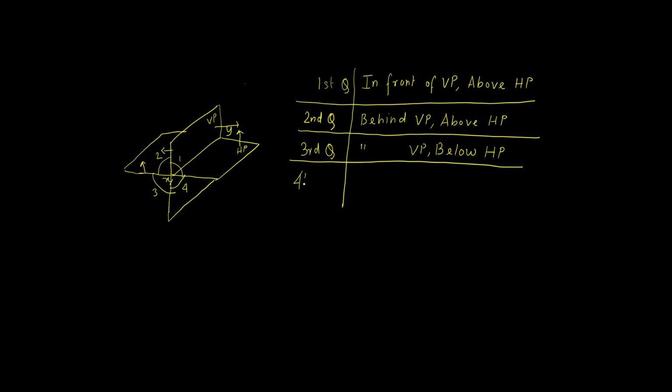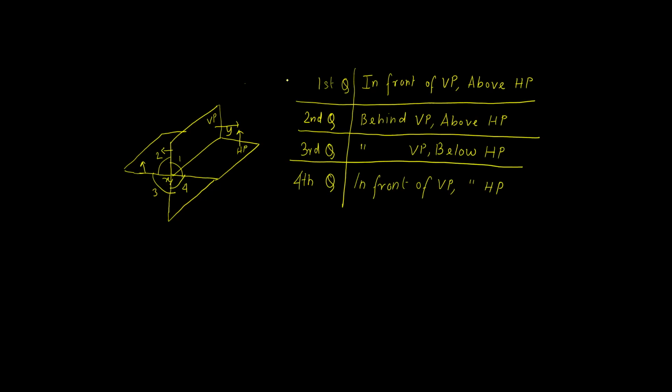If the object is in the fourth quadrant, then the object is now back to the front side of the vertical plane, but it is still below the horizontal plane. So this is how you can describe the positions of the object depending on whether it is in the first quadrant or second quadrant or third quadrant or fourth quadrant.